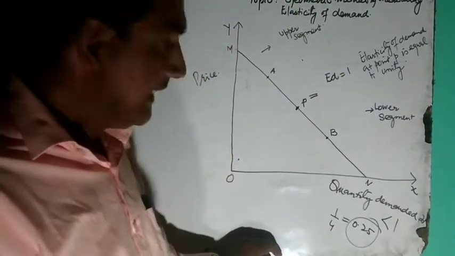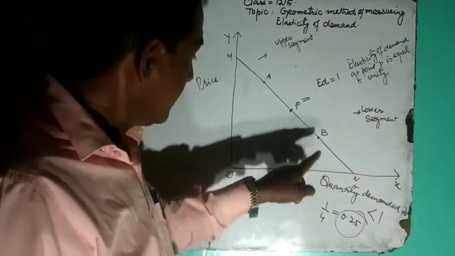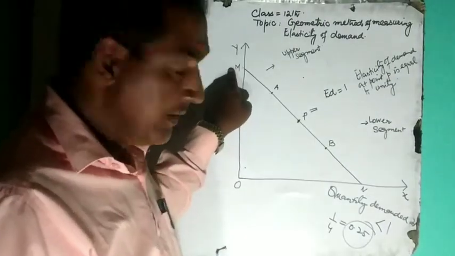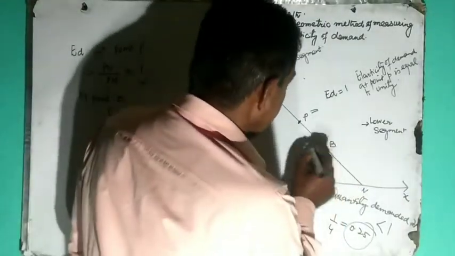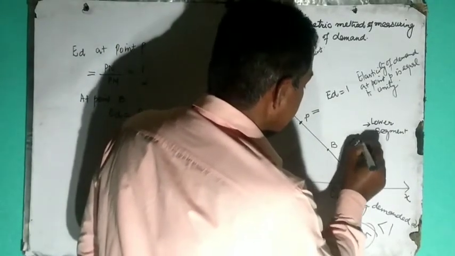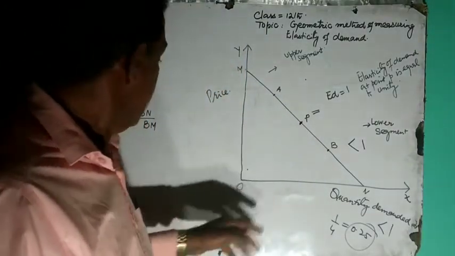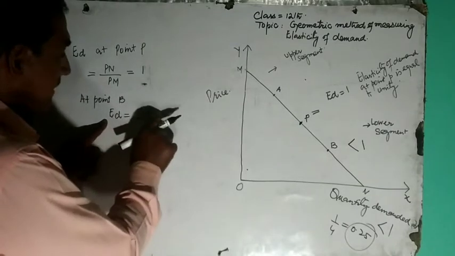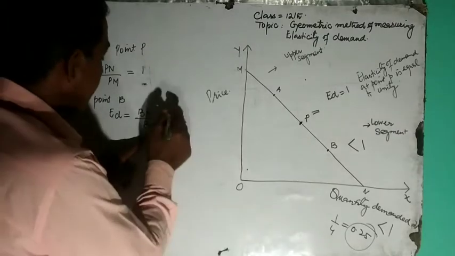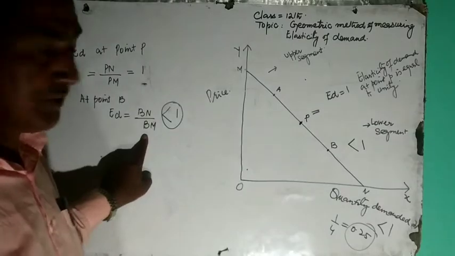So we say that at point B, elasticity of demand is equal to Bn divided by Bm. We will write at B, elasticity of demand is less than 1, less than unity. It is less than unity.